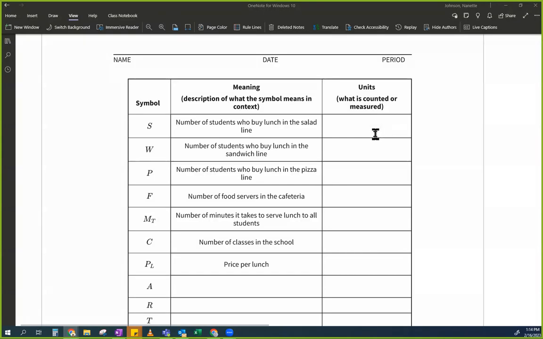So what did you guys put here? What type of unit are we measuring? Some people said students. Someone said students who bought salad. Perfect. Some people said people. That's fine too. People who bought salad. If you're going to be creative, you're going to be the salad eaters. 7 salad eaters is fine. But in general, I'm just going to write the word student. Everybody okay with the word student? Students.